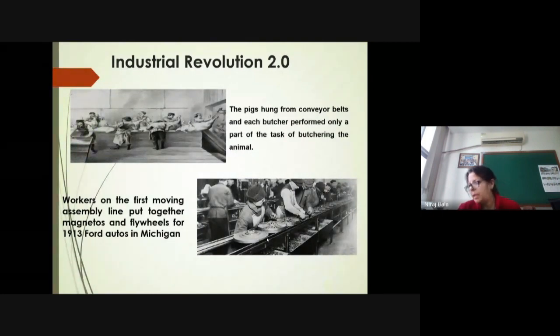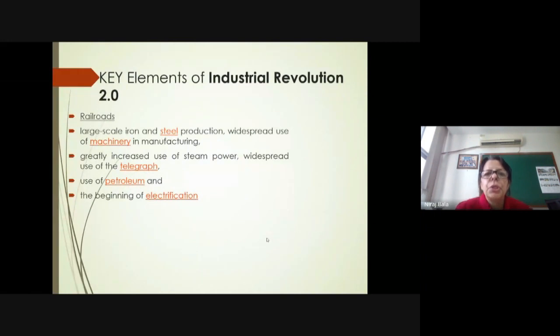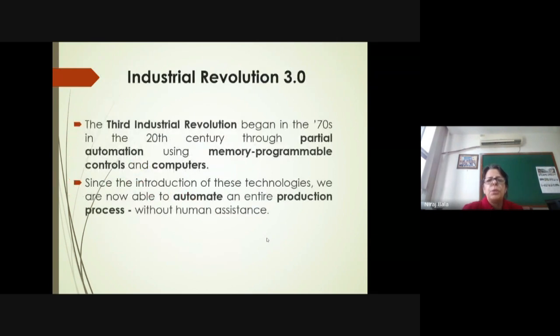So again, this was a very important revolution, because the maximum of the changes came in it. Till now, Industrial Revolution 2 is considered to be the most important industrial revolution. What other things took place during this? Railroads, then iron and steel production, then machinery in manufacturing, then the telegraph, then the use of petroleum, and definitely another very important thing, that is the beginning of electrification. Electricity was introduced. So a number of changes came during Industrial Revolution 2.0.